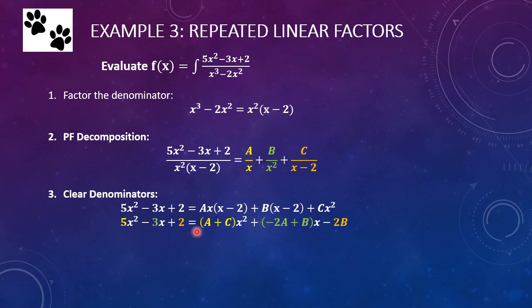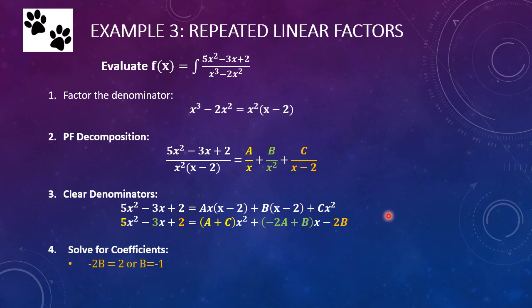So 5 equals a plus c because 5 is on x squared and a plus c is on x squared. Negative 3 equals negative 2a plus b. They're both green because negative 3 and negative 2a plus b are the coefficients on x. And then, of course, negative 2b needs to equal positive 2 because these are the constants.